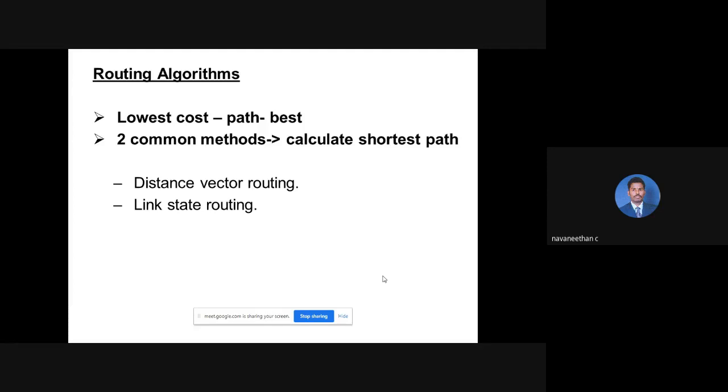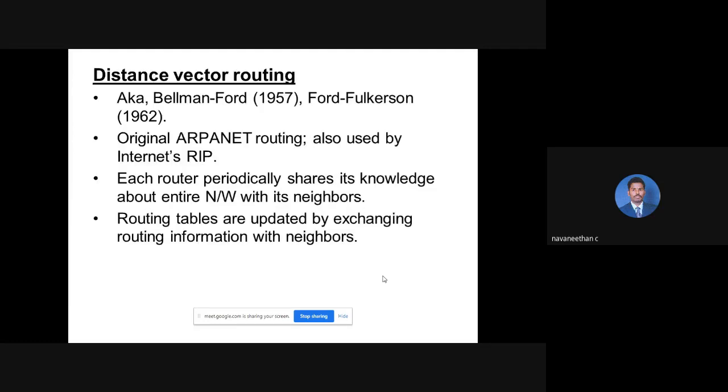What could be the objective? Very simple. Cost should be low, path should be the best. And there are two common methods we go for. One is distance vector routing. Next one is link state routing. I will give a clear explanation.